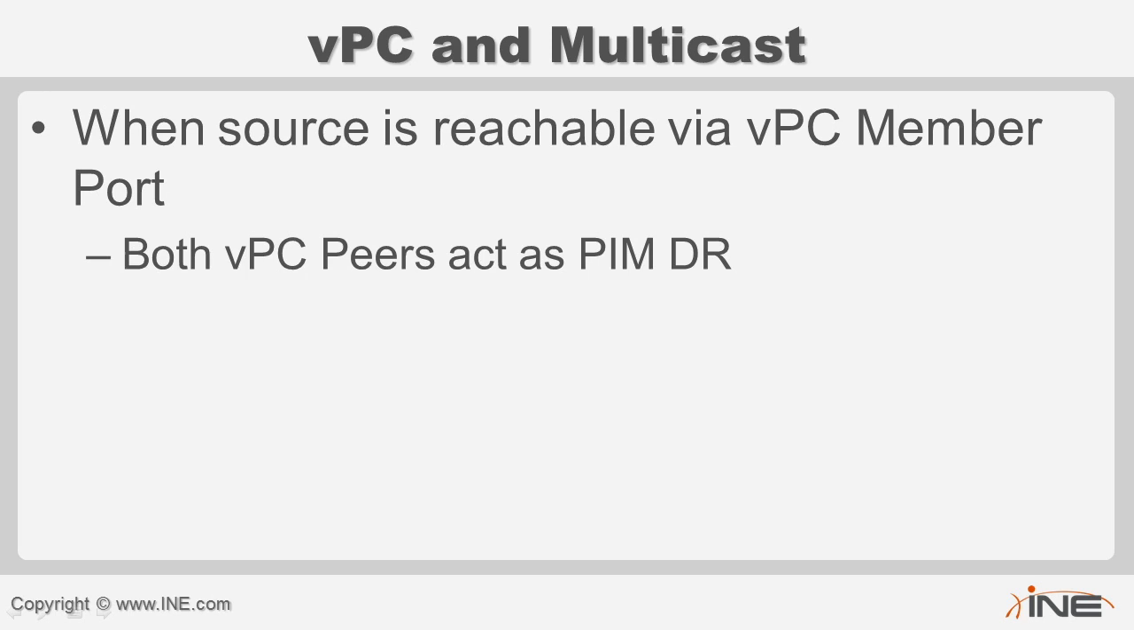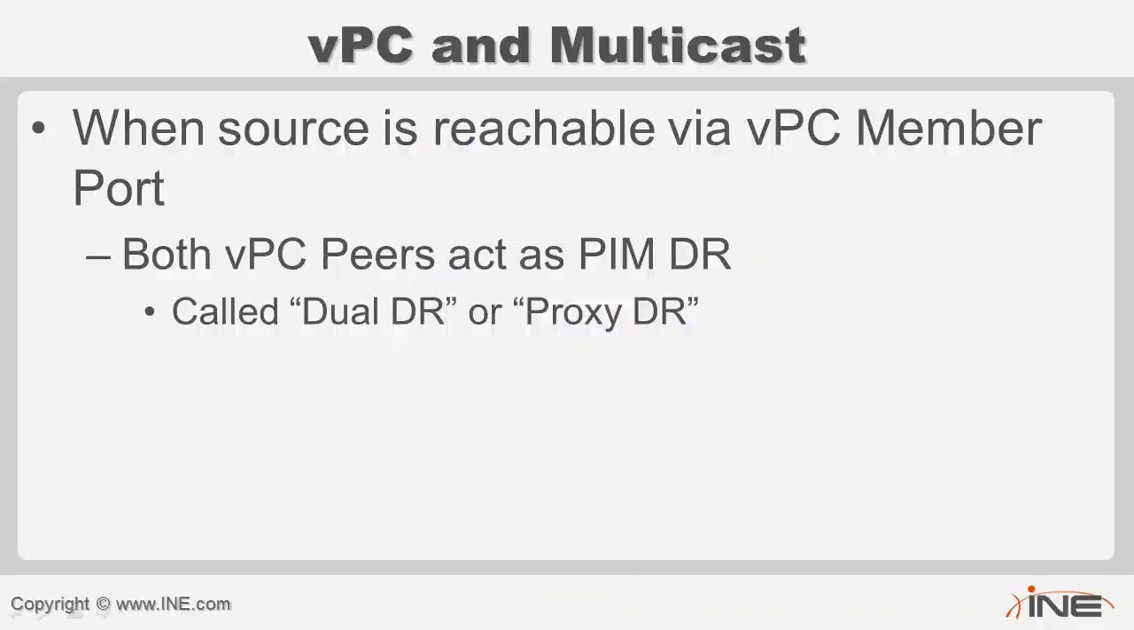Now the potential problem we run into then with VPCs is we cannot predict in advance, based on the EtherChannel load balancing mechanism, which of the VPC peers is actually going to receive the feed first and then have to send the registration to the rendezvous point. So in order to fix this, basically what we do is make both of the VPC peers act as if they were the PIM designated routers. And this is called either the dual DR or the proxy DR for PIM. So essentially both of the VPC peers are maintaining this same role.